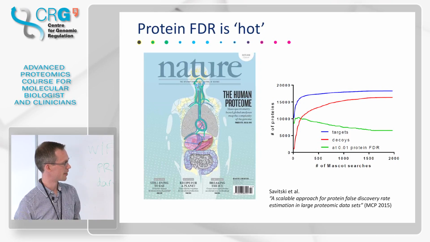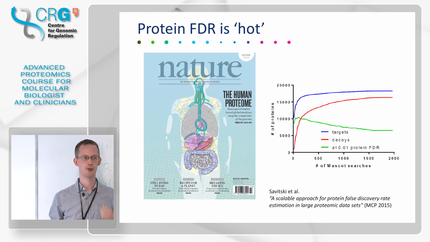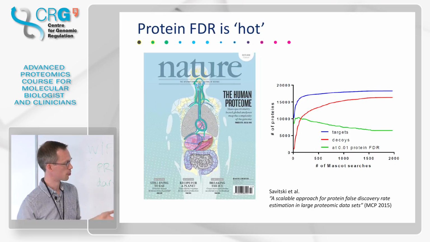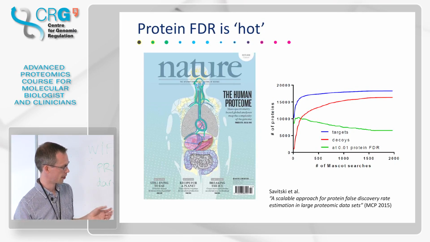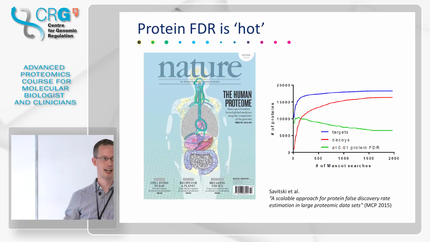And they argue that this shouldn't drop off like this, and therefore the method that they've been using is not the right one. Then they come up with a new one. This was actually published a few weeks ago, I think, or a month ago, where they use a different method for establishing the protein FDR.